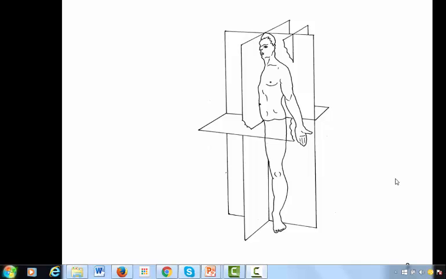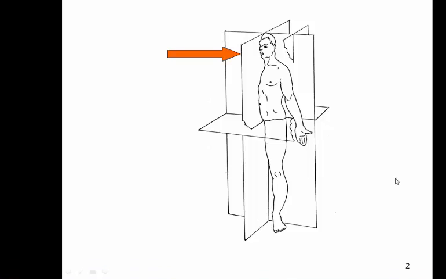In this video, we are going to introduce the planes and sections of the body, which are used to describe the location of structures in the body, and it's these planes around which movements of the body occur. The first plane that we're going to look at is the sagittal plane.